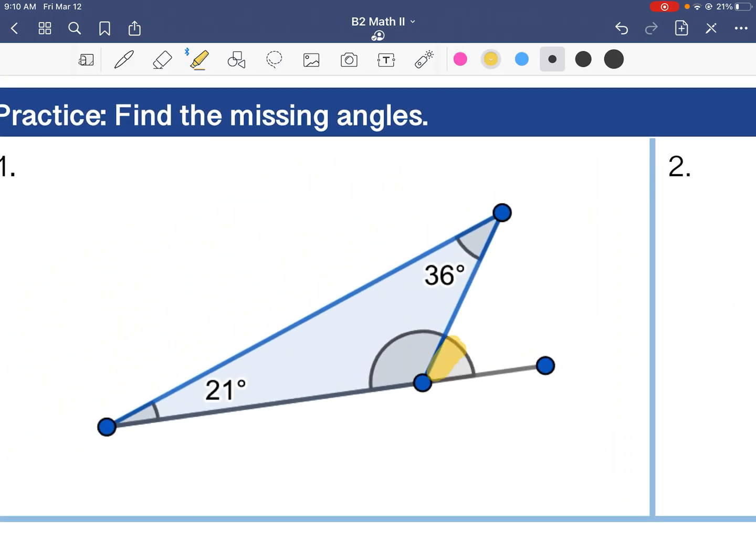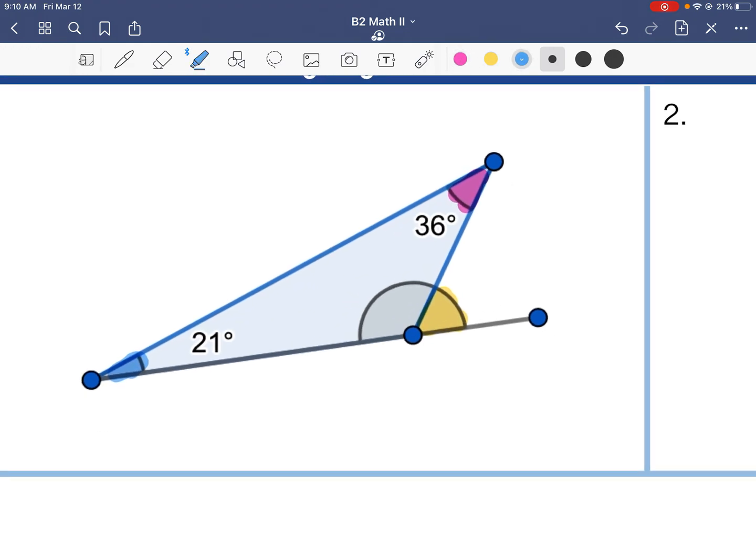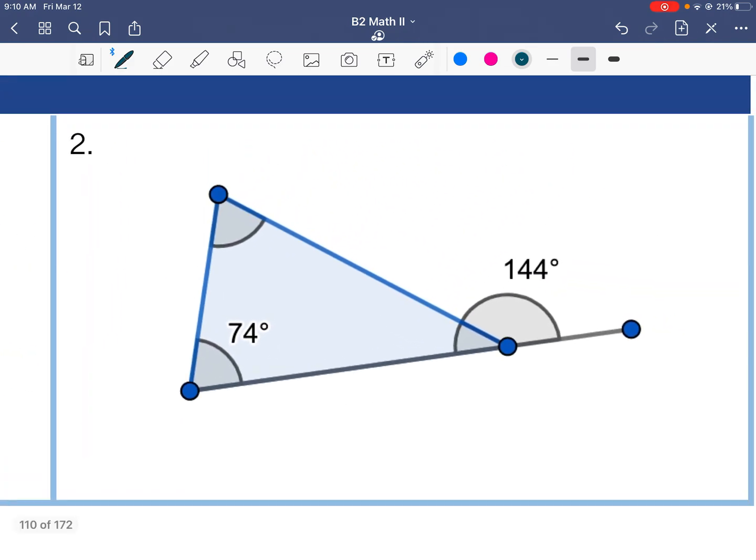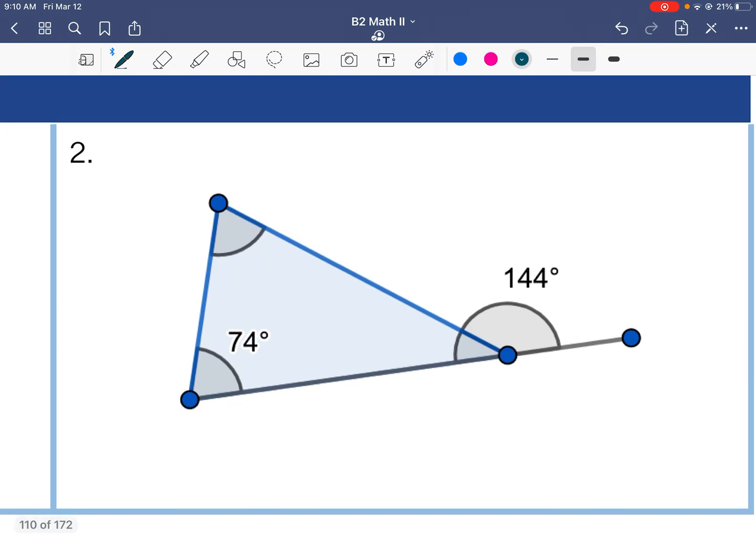So we're going to just practice this really quickly. This is an exterior angle. This is like the outside, and this is A and B in here. So we know that if we add those two angles, which is 21 and 36, it will equal the outside angle. So that makes 57 degrees. So this is 57 degrees out there.